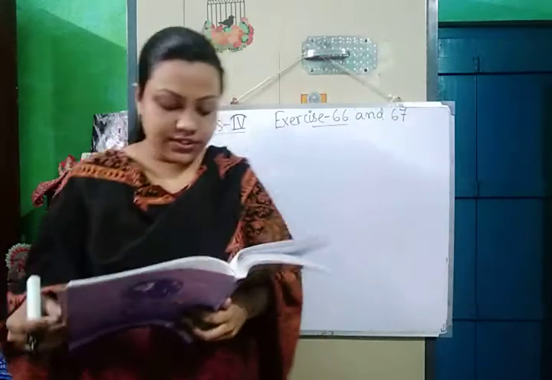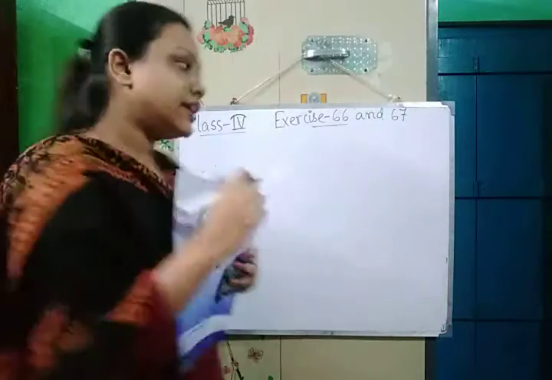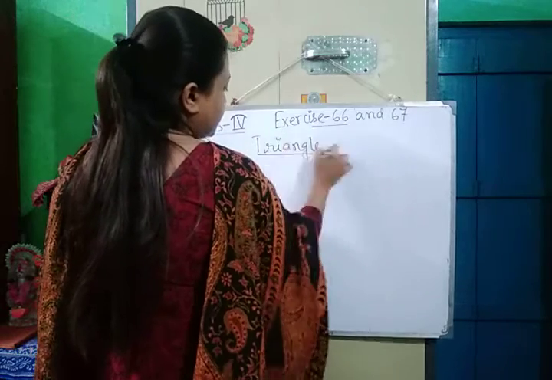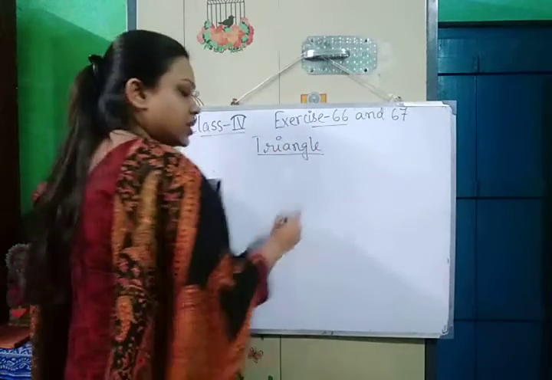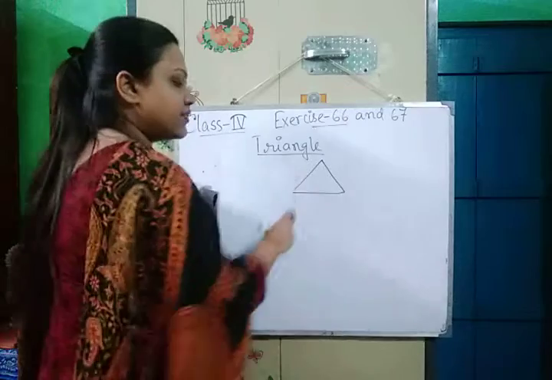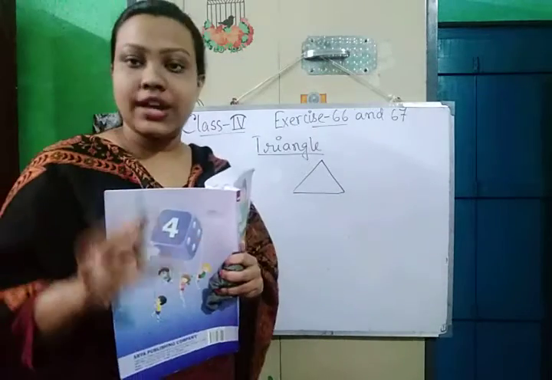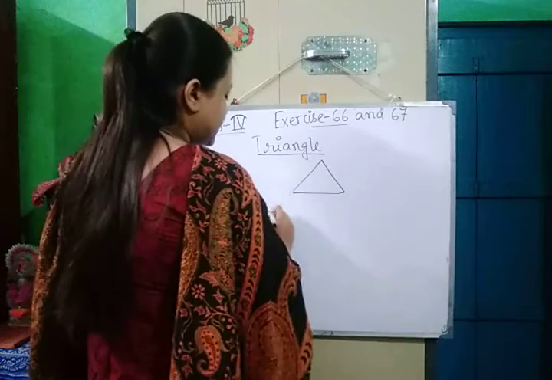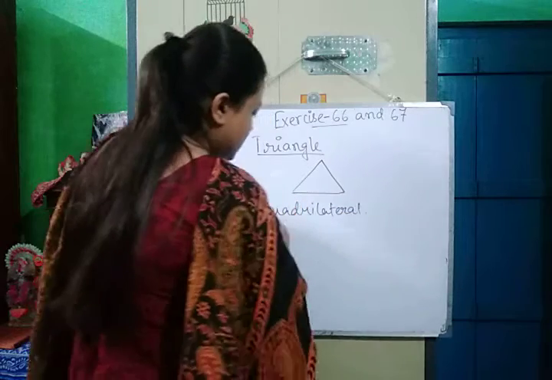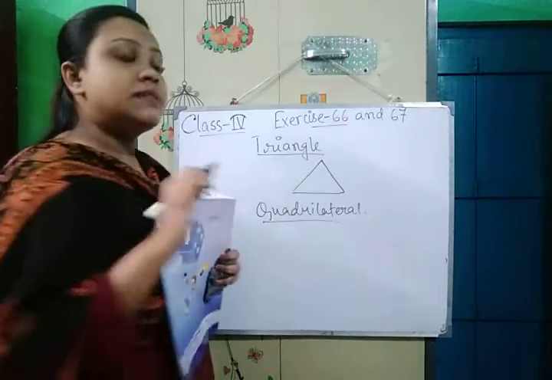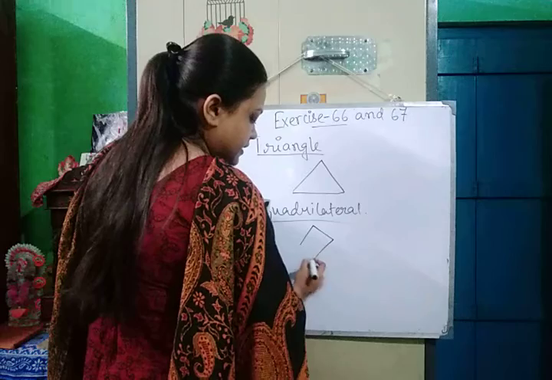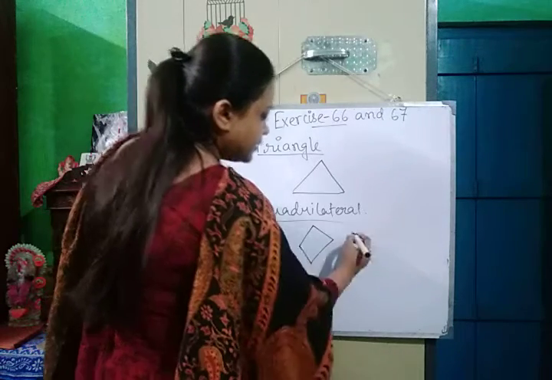First is triangle, then quadrilateral. Triangle: by the name you can understand, tri means 3. So it will have 3 line segments in that polygon. If the polygon has 3 line segments, then it is called a triangle. Next is quadrilateral. So what is a quadrilateral? If the polygon is made up of 4 line segments, any 4 line segments of any kind, then that is a quadrilateral.